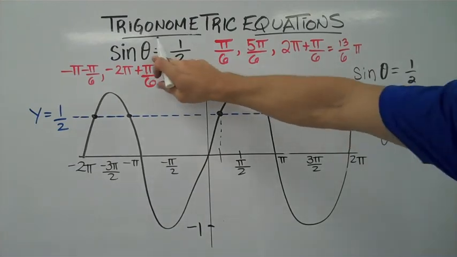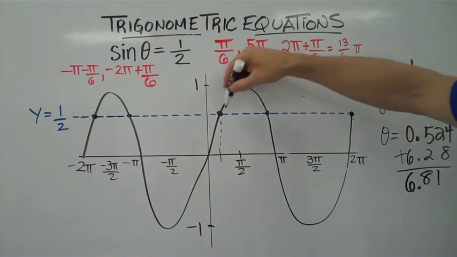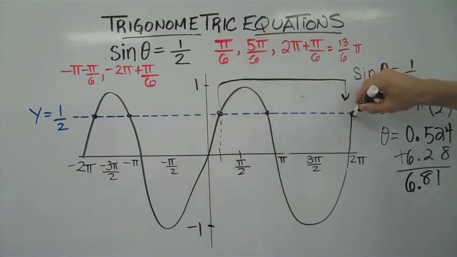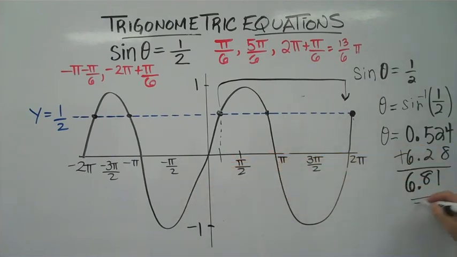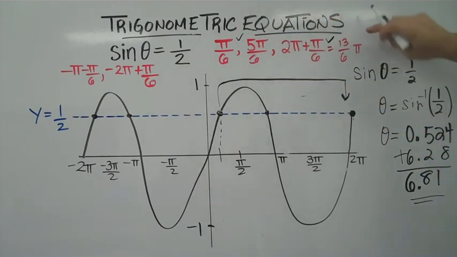Well, because my period in a sine function, the parent function, is 2 pi, I can add 2 pi. Well, 2 pi is 2 times 3.14, or 6.28. When I add 6.28 to that, I get a total of 6.81 radians. Well, if I have a solution here and I go over 2 pi, I'm going to find this solution here, which happens to be 2 pi plus pi over 6. And in radians, that's what that is. Well, I found this solution here, and I also just found this one. That's the 13 pi over 6, or the 2 pi plus pi over 6.